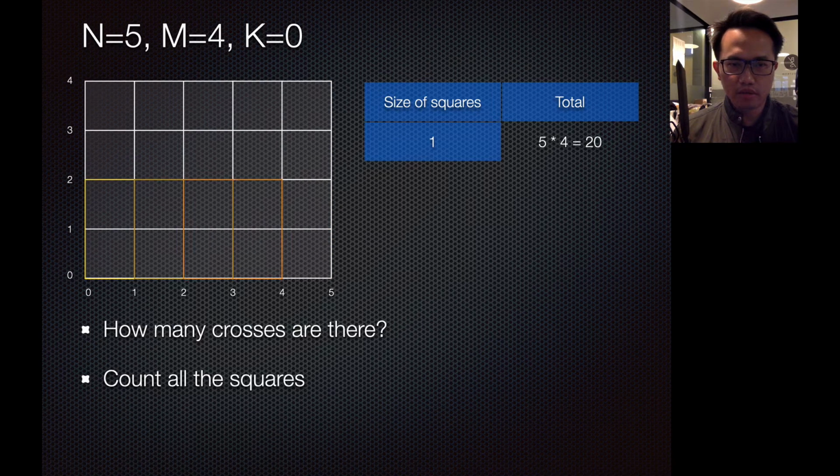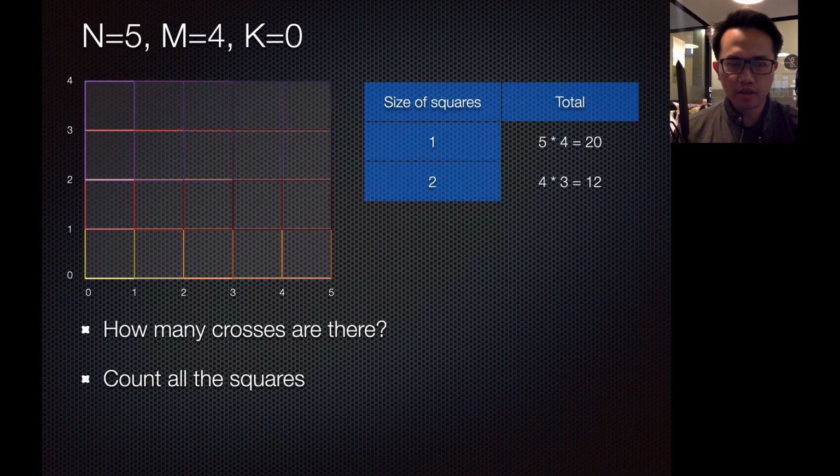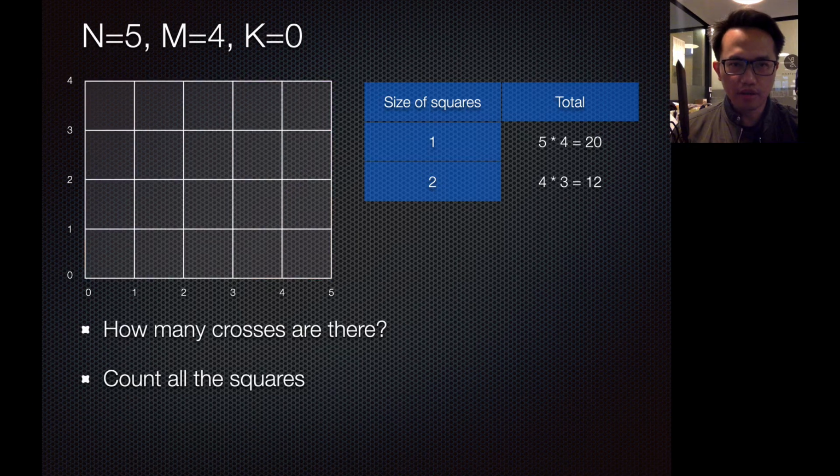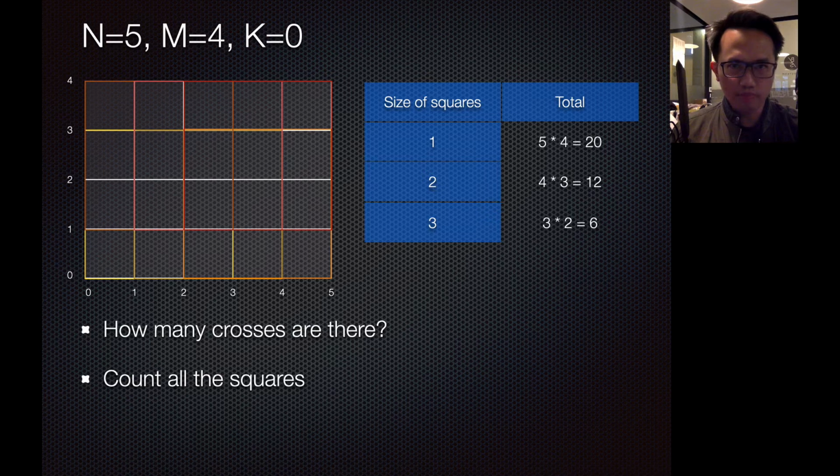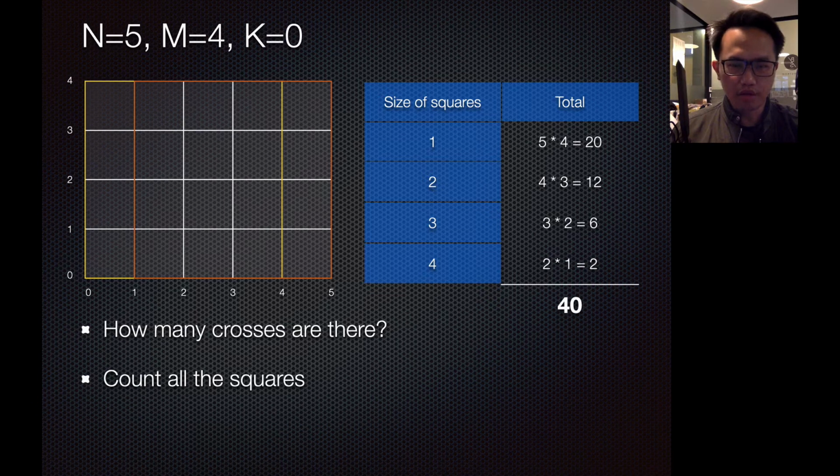1, 2, 3, 4, 5, 6, 7, 8, 9, 10, 11, 12. So you see on the horizontal axis, you have 1 fewer choice, so 4 instead of 5. Along the vertical axis, you also have 1 fewer choice, so 3 instead of 4. So now it's 4 times 3 instead of 5 times 4. What about size 3? 1, 2, 3, 4, 5, 6. So 6 squares of size 3. And size 4? 1, 2. So a total of 40 squares in this scenario.